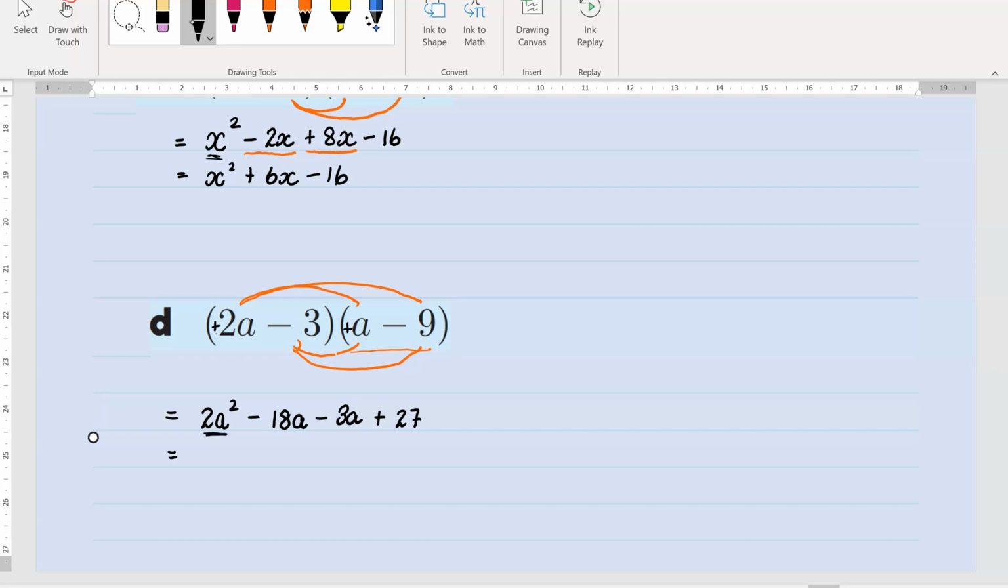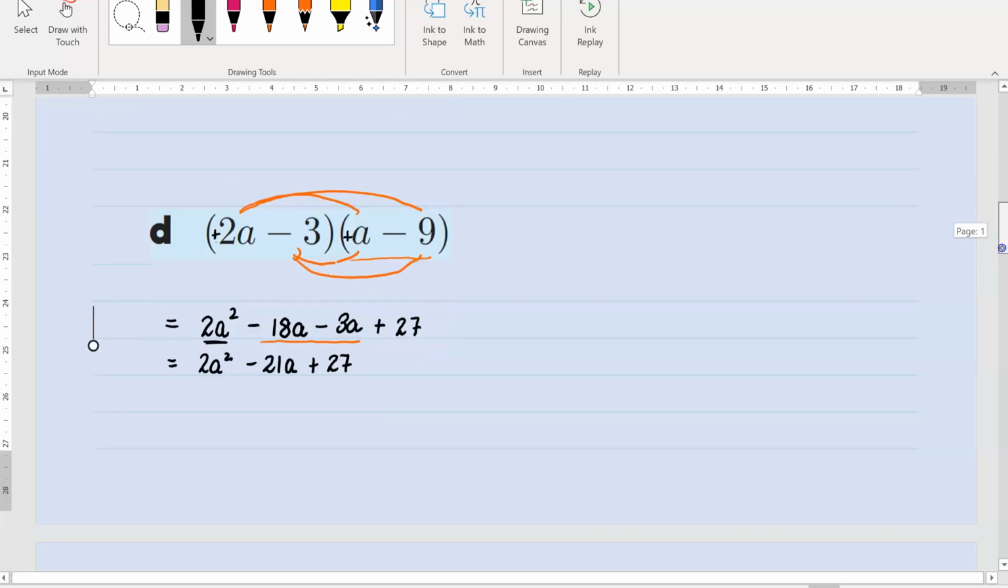It's time to gather like terms. This is the only a squared anywhere here, so it's just 2a squared. And then, like all the others, our like terms are here because it's just got an a and an a. So they're like terms. What's minus 18 take 3? You owe $18, then you owe another 3. So sadly, you owe 21 altogether. And then you've still got your plus 27. Hopefully you got that right. Okay? You need to keep practicing. The more you do, the better you will be.